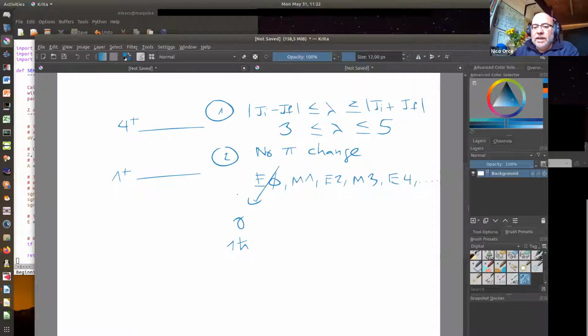The E0 is actually the monopole, the charge, and this is 1 over r. The next one is 1 over r squared. The next one is 1 over r cubed, and so on. So what is the transition? Exciting this 4 plus to the 1 plus. The minimum is 3, so we start 0, 1, 2, 3. And the maximum is 5, so 4 and 5. So there will be an M5 here, right?